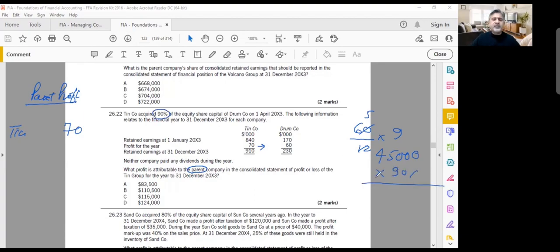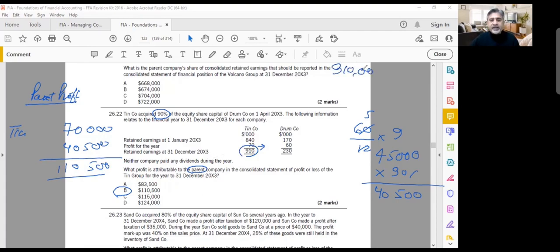How much does it make? 40,500. This was 70,000, and I put here 40,500. That makes 110,500. This should be the answer. Are we clear? I did not start with 910. If they ask me what is the parent's retained earnings, then I would have done 910,000 and added this 40,500.